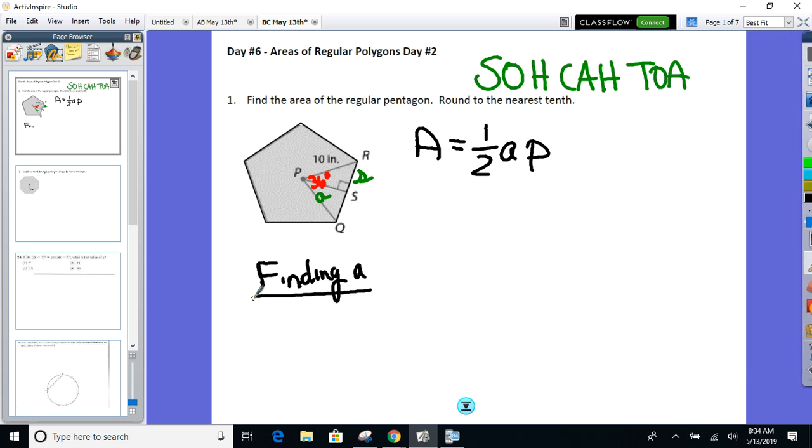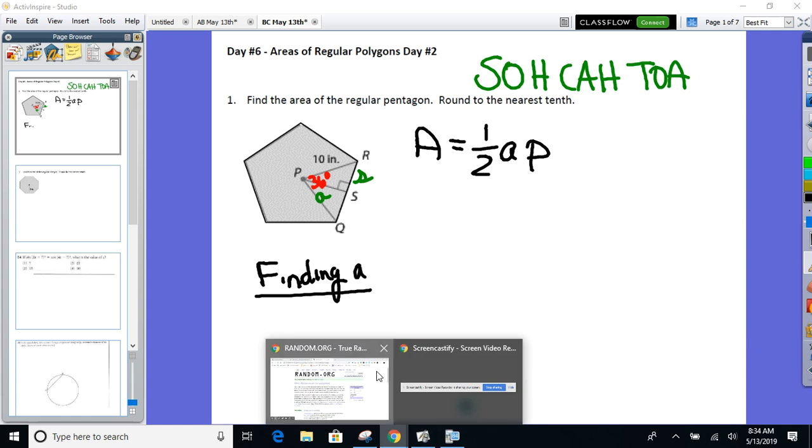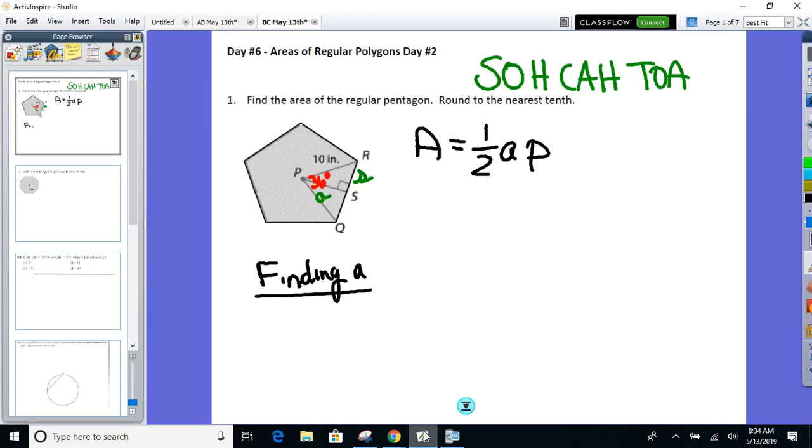Right, so let's find the apothem first. I have to determine sine, cosine, or tangent. Going from the 36 degrees, what's the 10 in this right triangle? Hypotenuse. And what's the apothem? Adjacent. What do I use with adjacent and hypotenuse? Cosine, there you go. So I'm going to say cosine 36 equals adjacent over hypotenuse. Am I going to put the 10 or the A first? A, the unknown apothem, over 10.